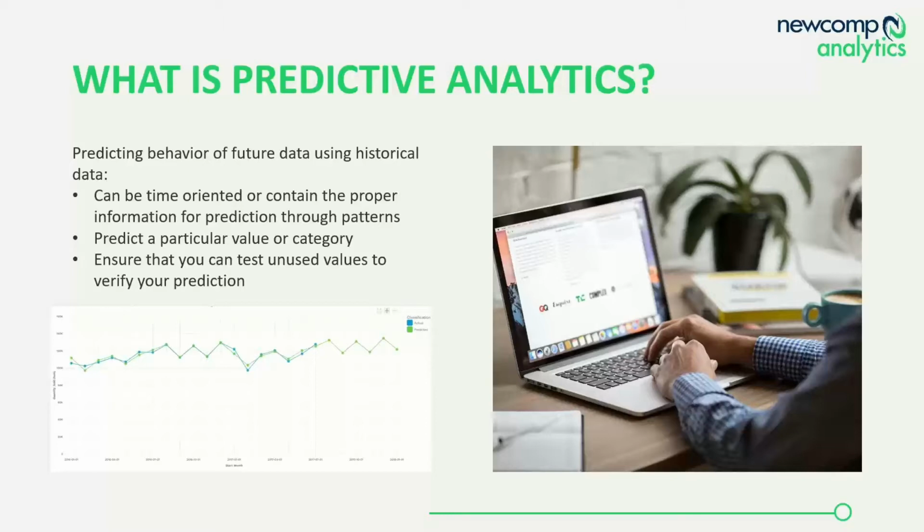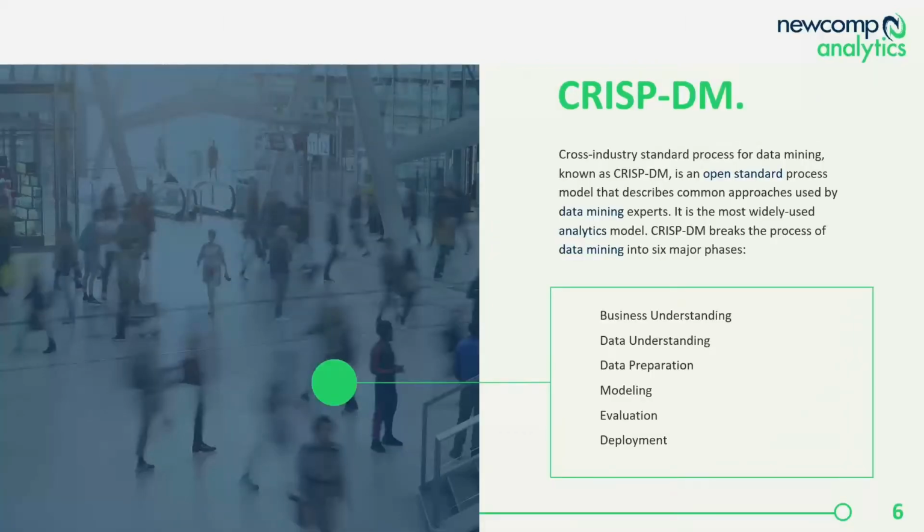After creating a model on this type of historical data, the goal is then to apply this model to future data where the predicted variable is unknown. In order to do so, I like to follow the CRISP-DM model.